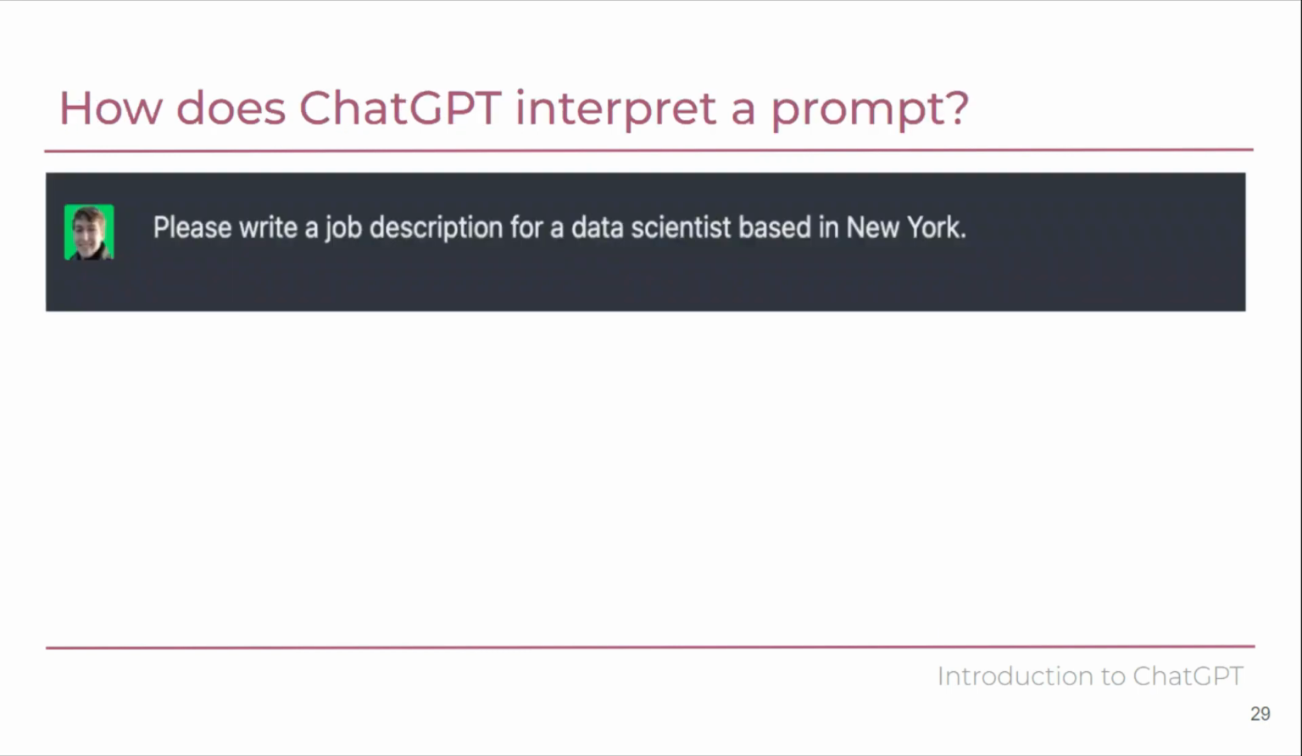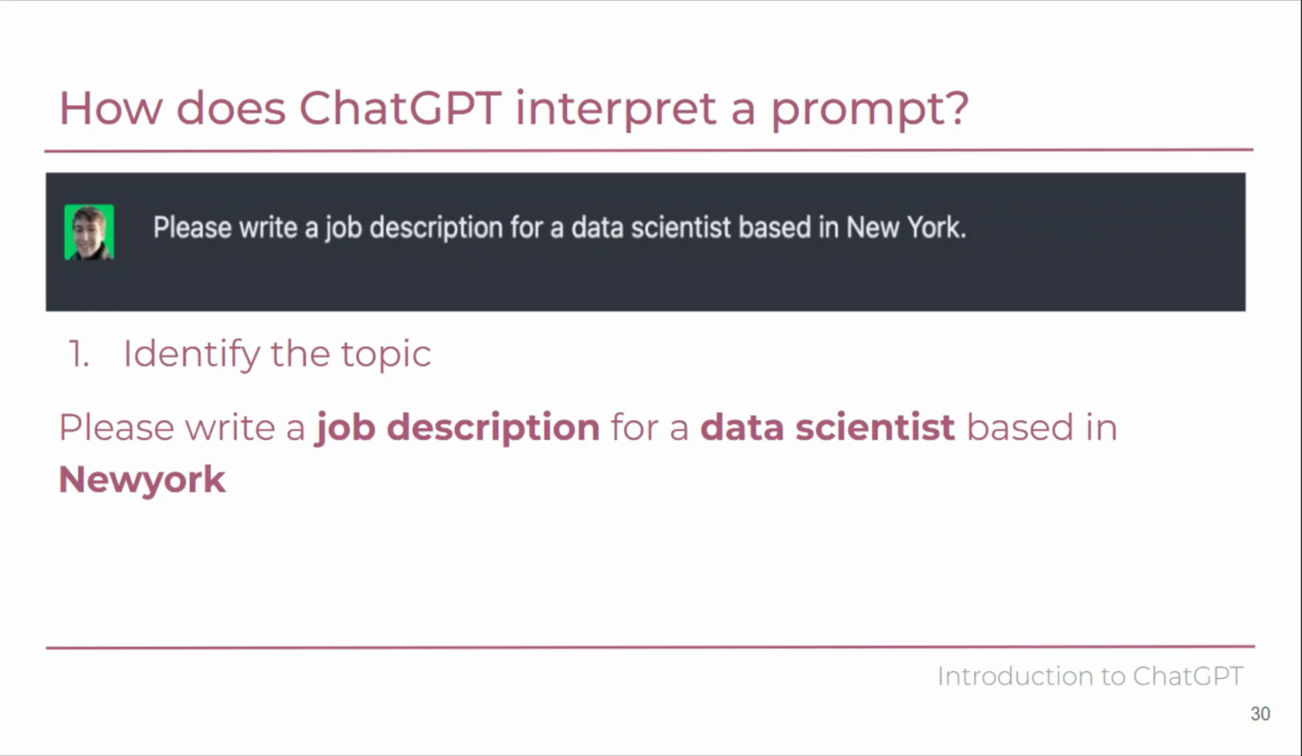To begin forming a set of guiding principles for writing effective prompts, let's discuss how ChatGPT interprets prompts using an example. Here, we're asking ChatGPT to write a job description for a data scientist based in New York. First, ChatGPT identifies the broad topic of the prompt. In this case, the phrases job description, data scientist, and New York help the model identify that the prompt is about a job description for a specific role and location.